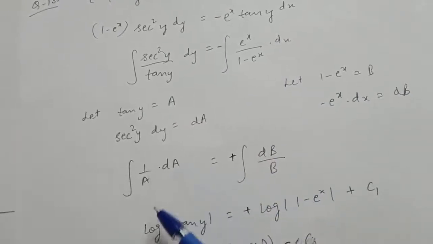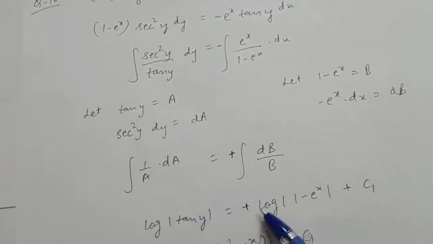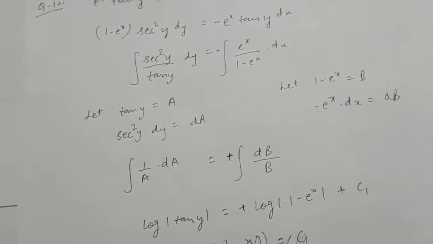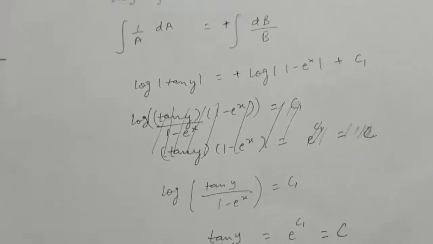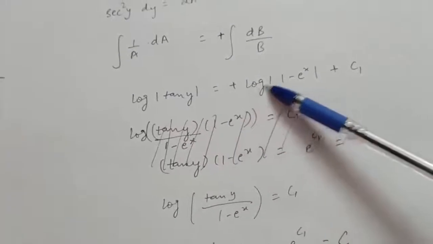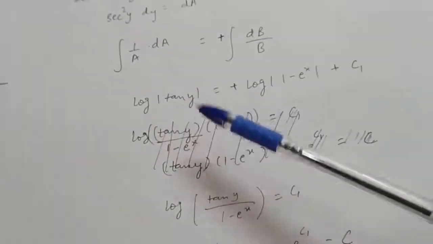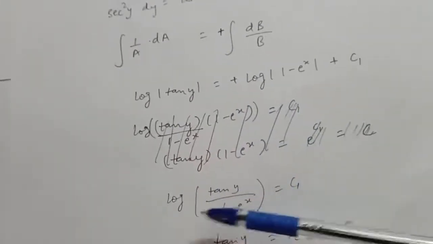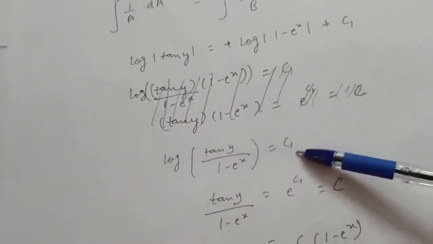Now integral of 1 by a is log mod a, and a is nothing but tan y, equal to log mod b, and b is nothing but 1 minus e raised to the power x, plus c1. Solve it a little bit more. Now see, this is log m and this is log n. When you take it on this side, this will become log m minus log n, which can be written as log m upon n. So it will be log of tan y upon 1 minus e raised to the power x equal to c1.